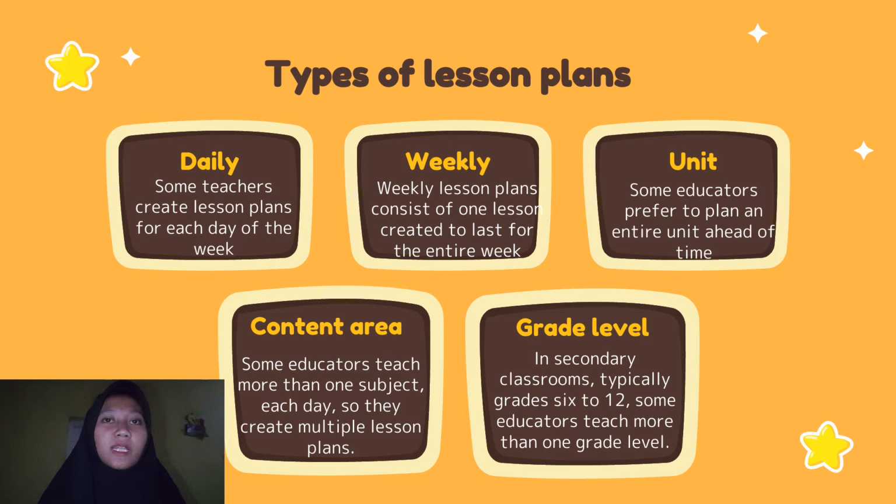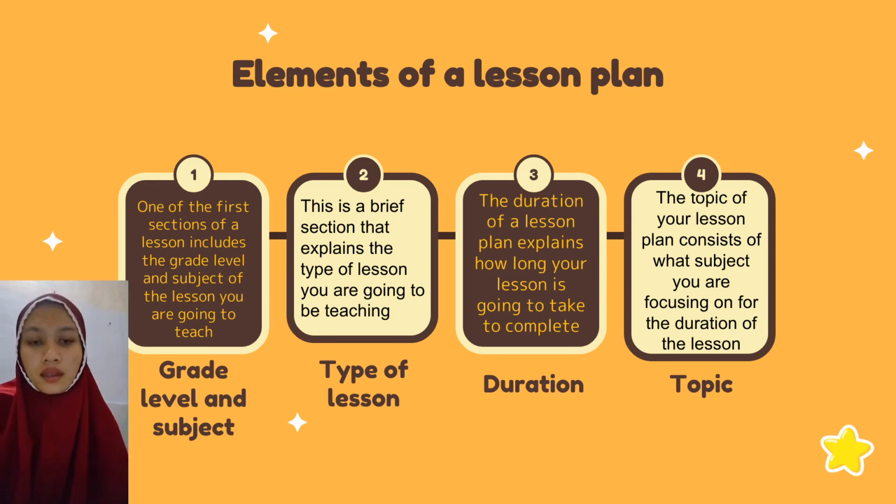And the last is grade level. In secondary classrooms, typically grades 6 to 12, some educators teach more than one grade level. Those teachers create different lesson plans depending on what level they are teaching each period. In the morning, a teacher may teach all 6th grade science classes, and after lunch, they might have 8th grade science for the rest of the day. They make specific plans, but each grade is learning different content at varying levels of depth.